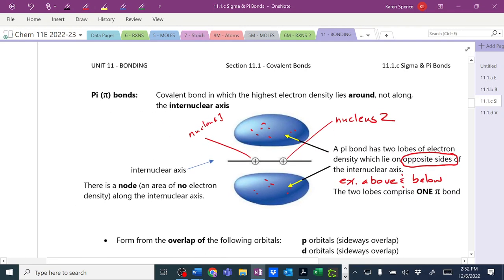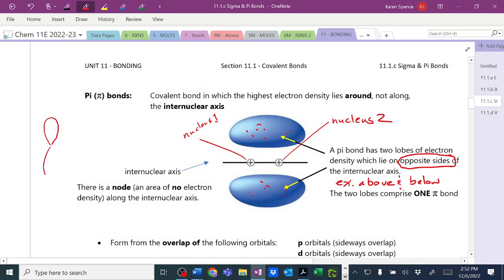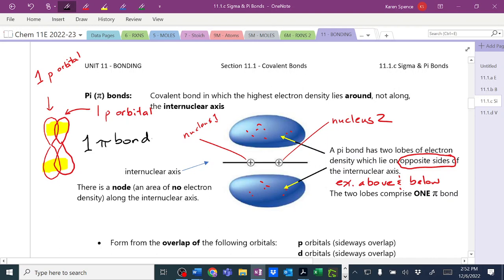Now, just like when we had a p orbital, how many p orbitals is this? Is that 2 p orbitals? Is it 3 p orbitals? Is it 1 p orbital? That is 1 p orbital. And if we overlap it with another p orbital, we have formed 1 pi bond. So we get our overlap area here, we get our overlap area here. 1 pi bond. So even though it has 2 lobes, I can't use the word single bond because it's not a single bond. It would be the second bond of a double bond, but you only have one bond. So these two lobes together make one bond.